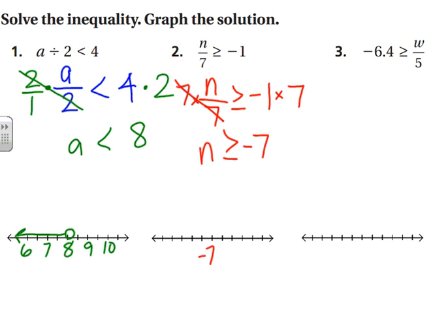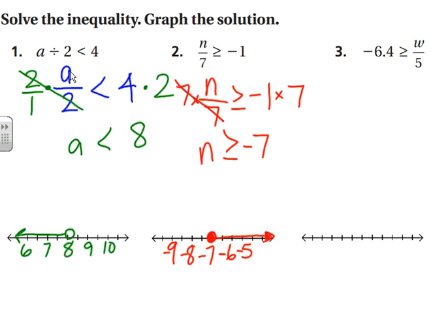So I have negative 7, we'll count back, negative 8, negative 9, and going to the right we have negative 6 and negative 5. Okay, closed circle at negative 7, and n is greater than, so we're going to go to the right.